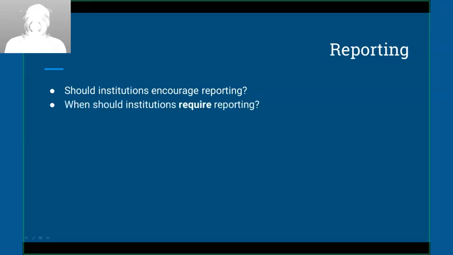And a related question is, when should institutions require reporting? So these are very different things, and there's competing considerations, and we'll talk about the legal obligations around when institutions require reporting. So under Title IX, institutions have an obligation to identify what's called responsible employees.